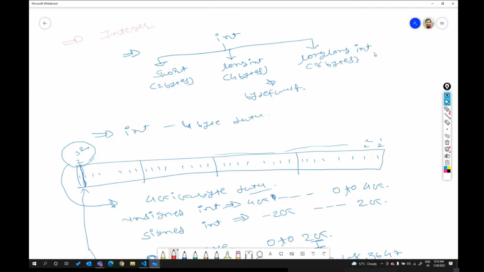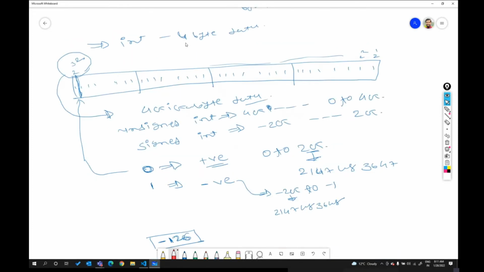In the case of the GCC compiler, integer is taken by default as a long integer. Whenever we write int i = 0, that integer is considered by default as a long integer. In the case of the Turbo C compiler, it is by default a short integer. So integers store 4 bytes of data, and the last bit is considered as a sign bit in the case of signed. In the case of unsigned, that is considered as 4 gigabytes of data. And in the case of signed integer, it ranges from minus 2 gigabytes to positive 2 gigabytes.